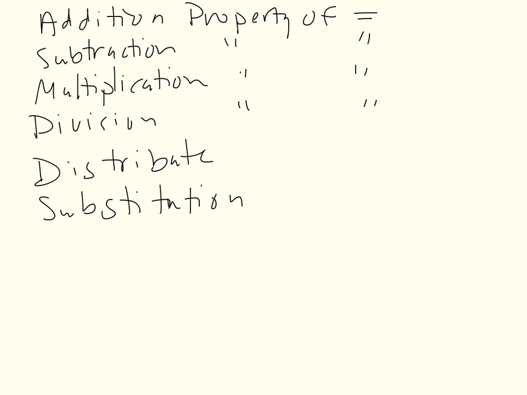Here are multiple reasons that you can use for your algebraic proofs. The first one would be addition property of equality if you add on both sides. Second one is subtraction property of equality if you subtract on both sides. Multiplication property if you multiply on both sides. Division property if you divide on both sides. Distribute is if you actually distribute something inside of the equation like we did in the other proof.